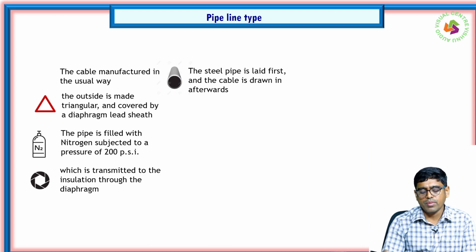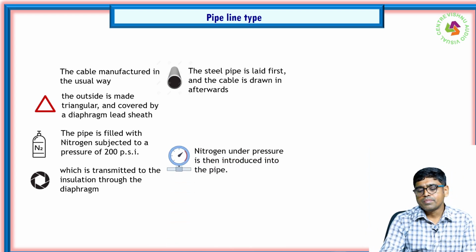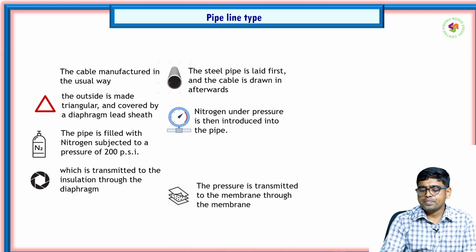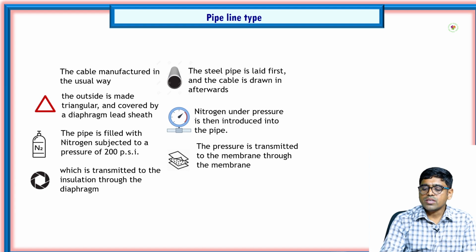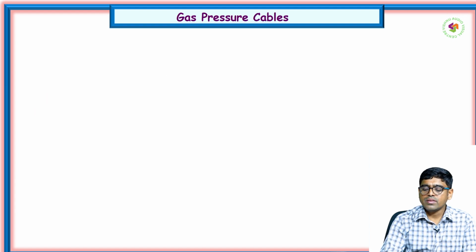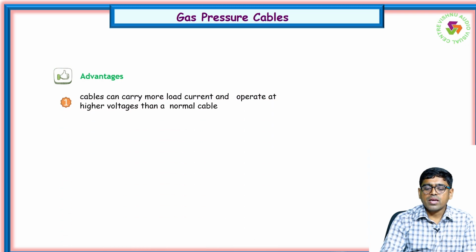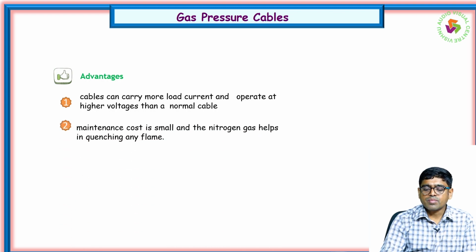After that, the cable can be inserted in that pipe, and nitrogen under pressure is then introduced into the pipe. The pressure is transmitted to the membranes. The advantage of this gas pressure cable is that it can carry more load current and operate at a higher voltage than normal cables. Maintenance cost is small, and the nitrogen gas helps in quenching any flame.